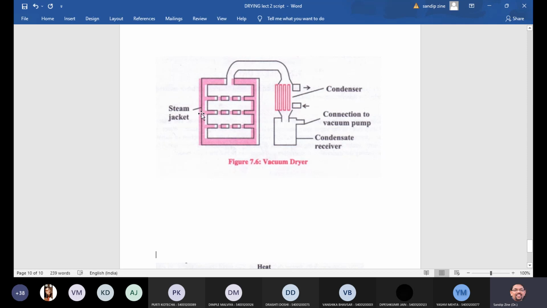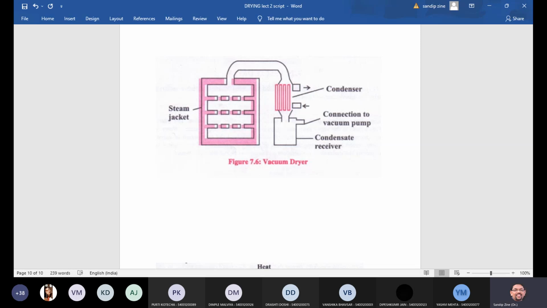So this is a steam jacket, and this is a condenser. Then the connection to the vacuum pump is there, and this is a condensate receiver. So this is the overall construction of the vacuum dryer.